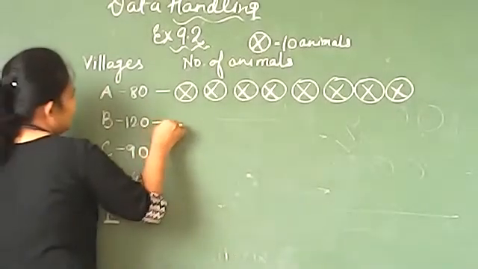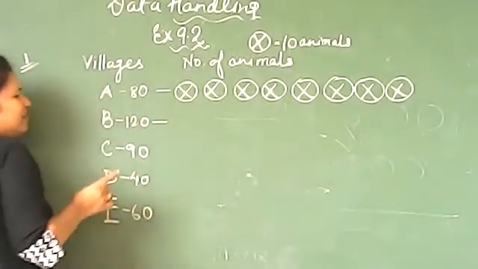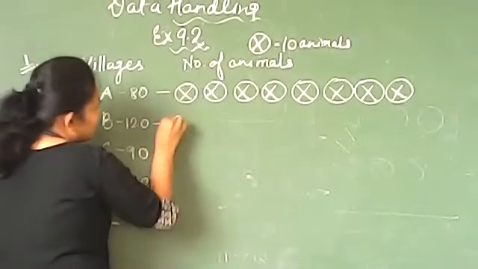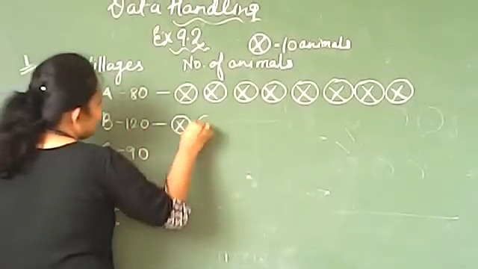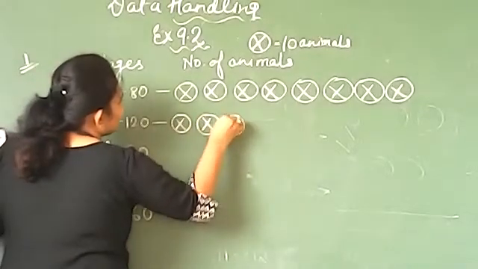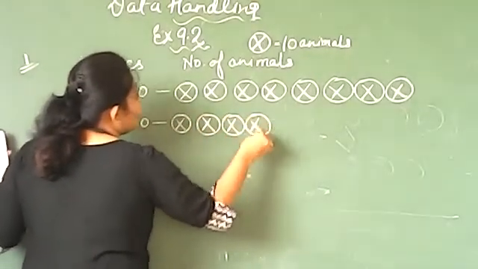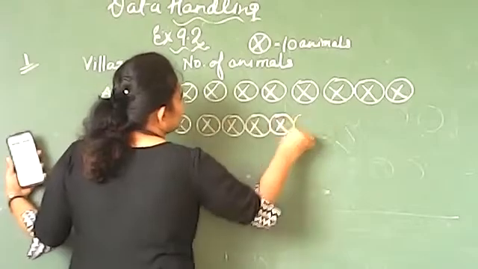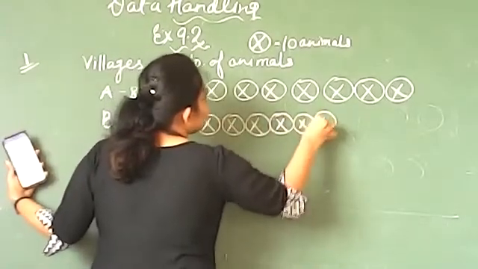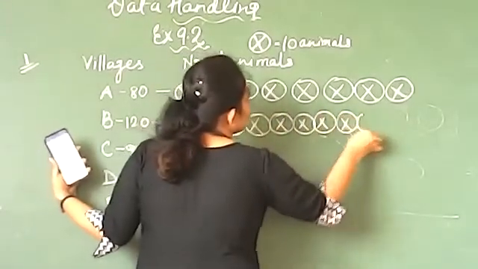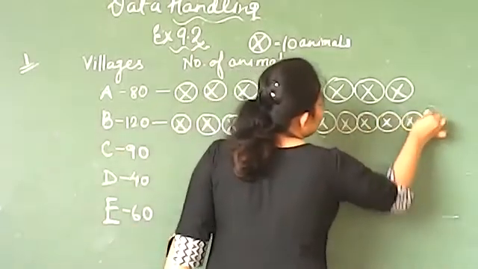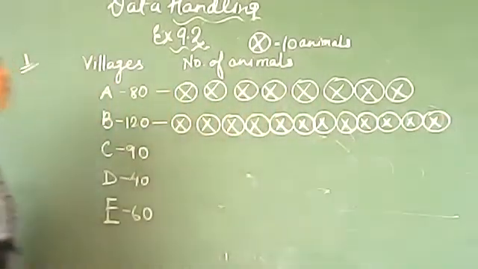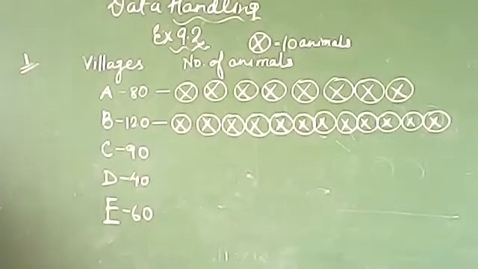120. 120 means one picture represents 10, means we want 12 pictures now. So here we will have 1, 2, 3, 4, 5, 6, 7, 8, 9, 10, 11, and 12. So we have total 12 pictures to represent 120 animals.